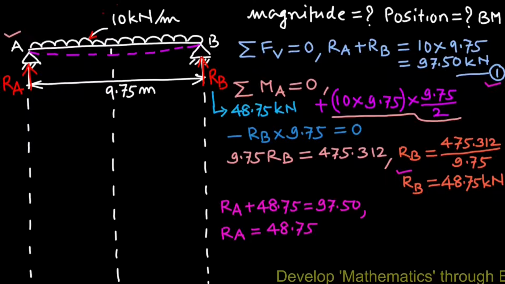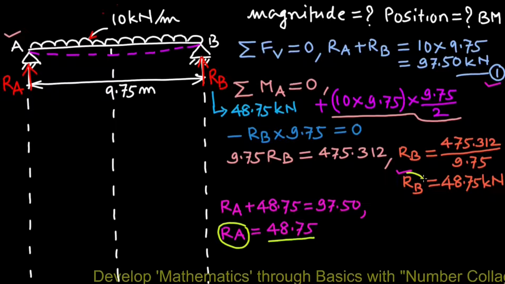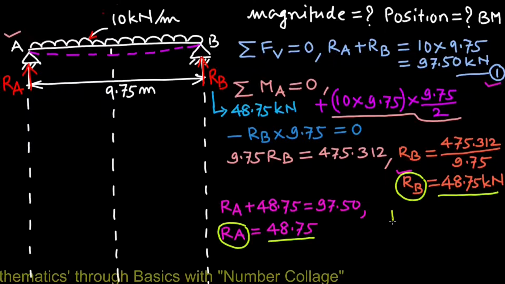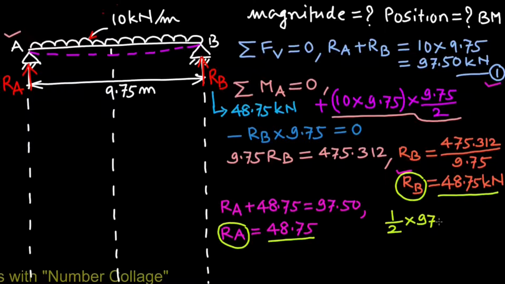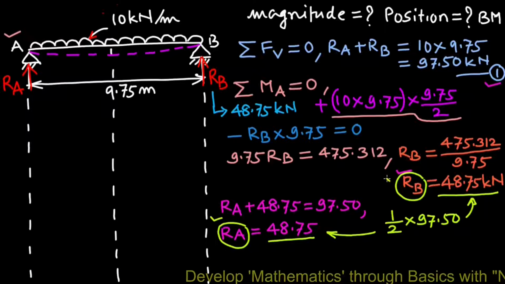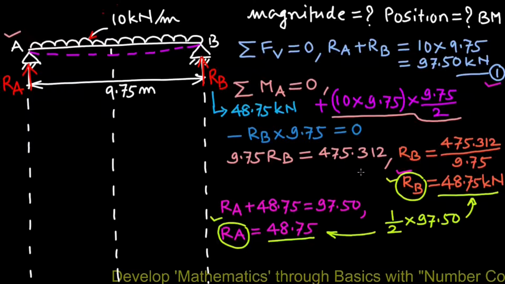Here we observe that the loading is symmetrical. Both RA and RB are the same, and each one of them is half of 97.50. So for symmetrical loading, we can directly write the values of RA and RB without doing all these calculations.